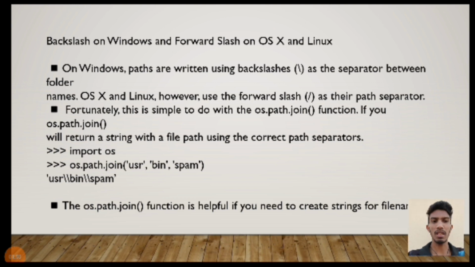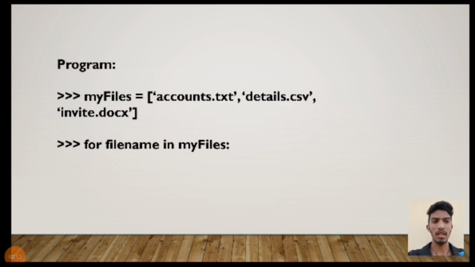Example: import os, os.path.join('usr', 'bin', 'spam'). The os.path.join function is helpful if you need to create strings for file names. If you type this program, we can create new files. my_files = ['accounts.txt', 'details.csv', 'invite.docx'], for filename in my_files.